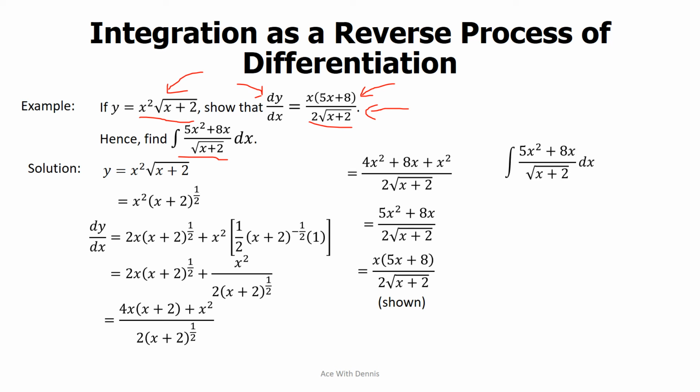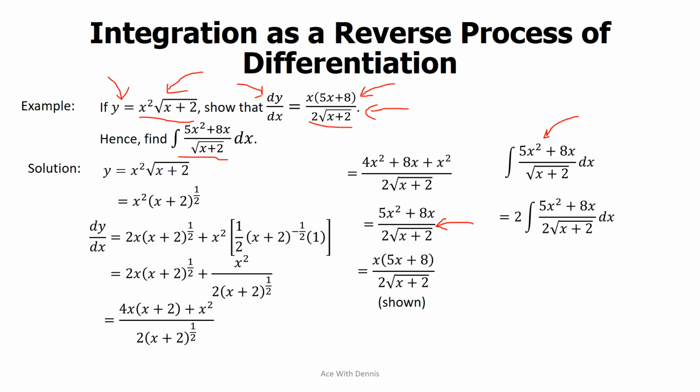Now, let's look at the integration that we want to integrate. So integrate (5x squared plus 8x) over square root of x plus 2 dx. Of course, as I mentioned, if you want to integrate directly, it is very difficult to integrate. Hence, we have to modify this expression so that it is the same as the result of the differentiation of the y equation.